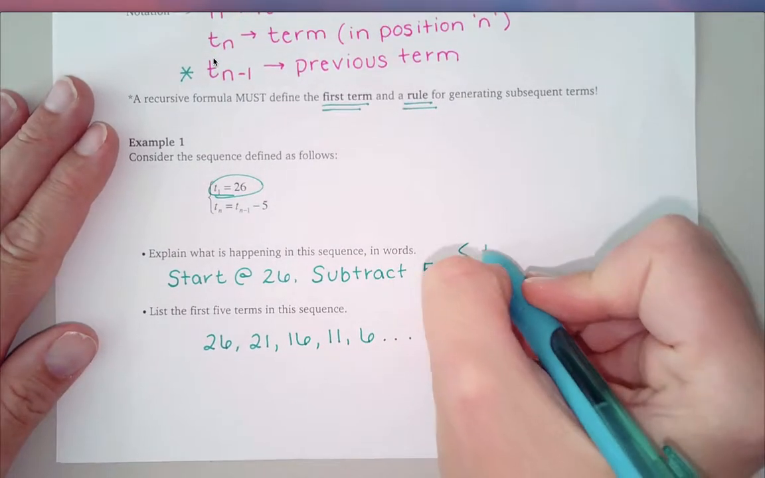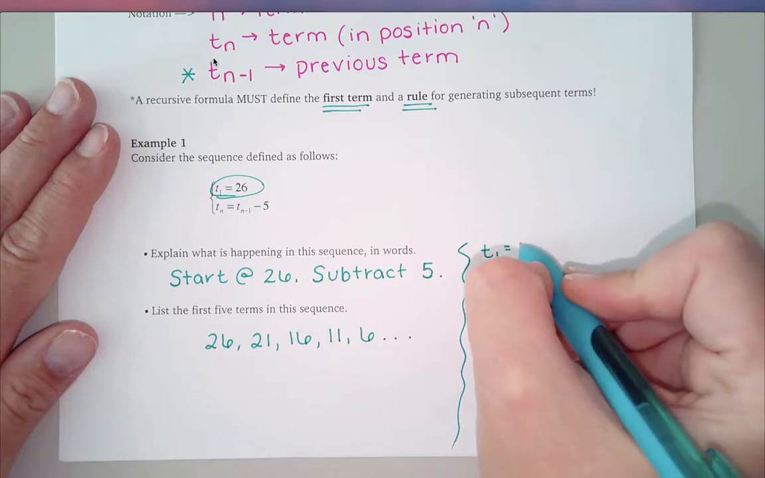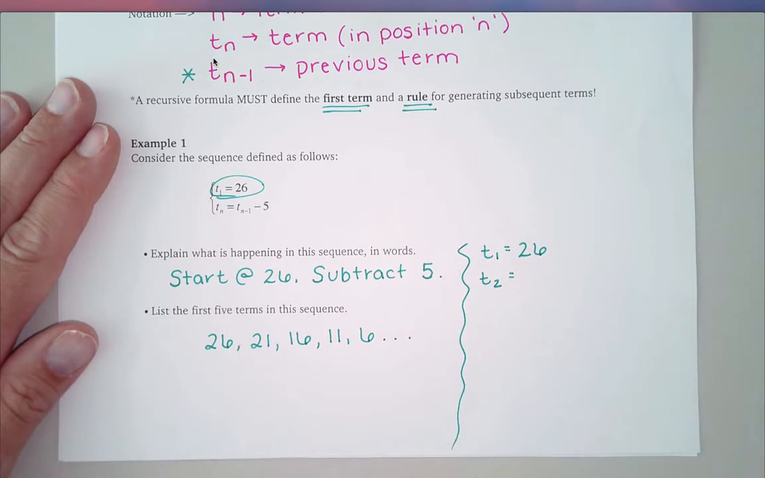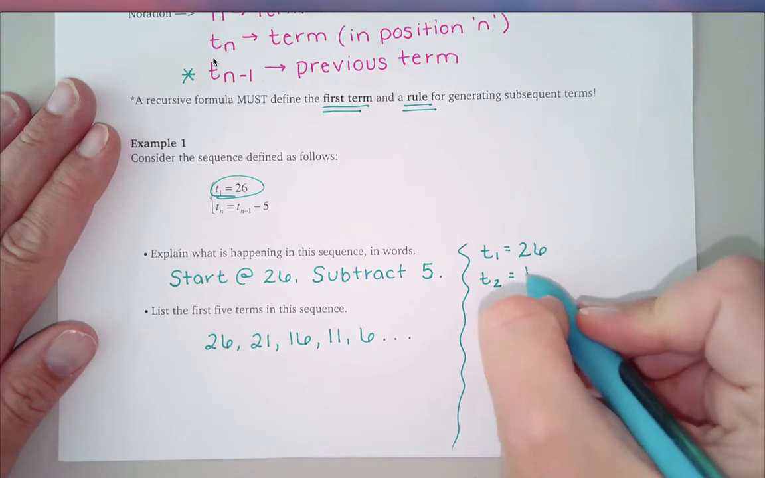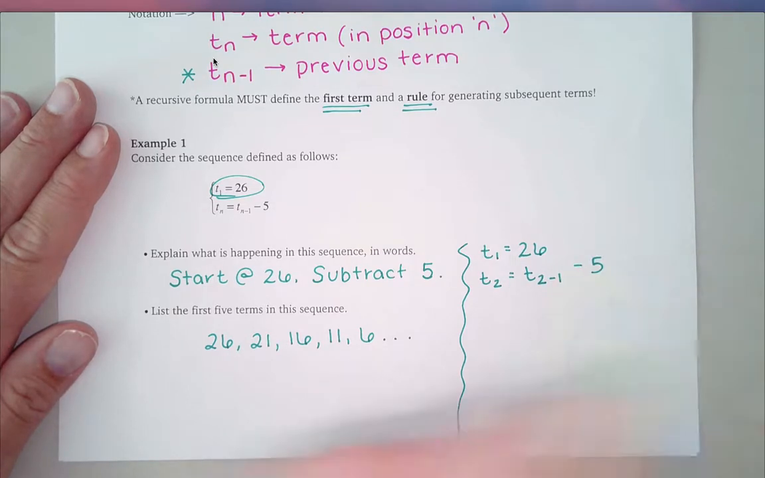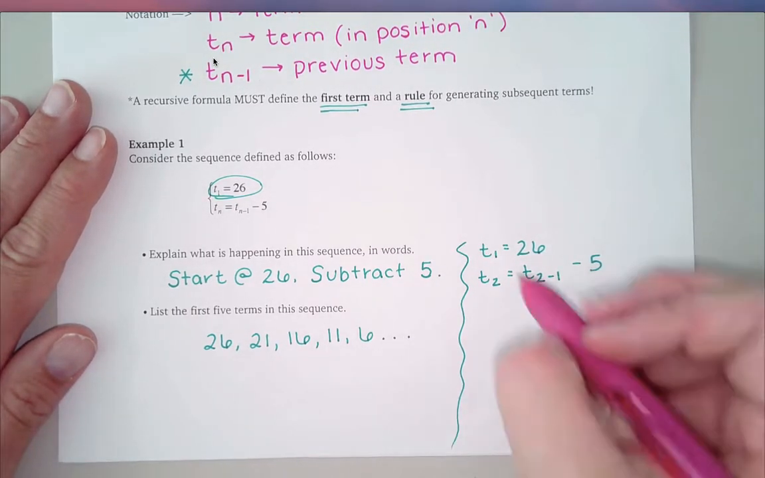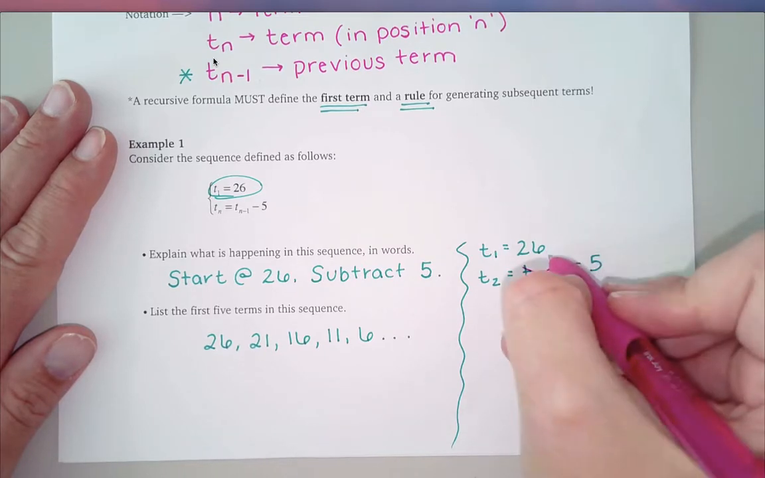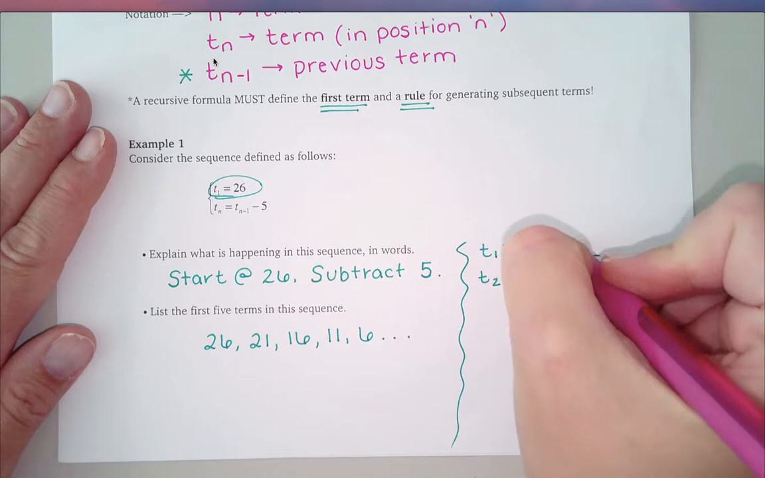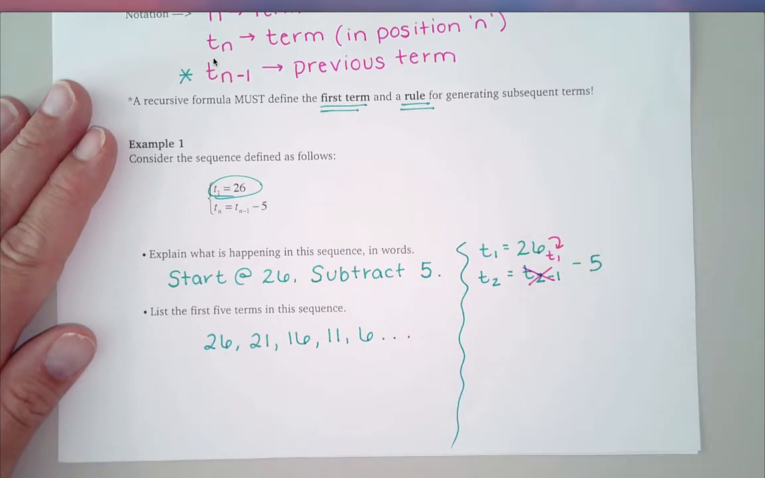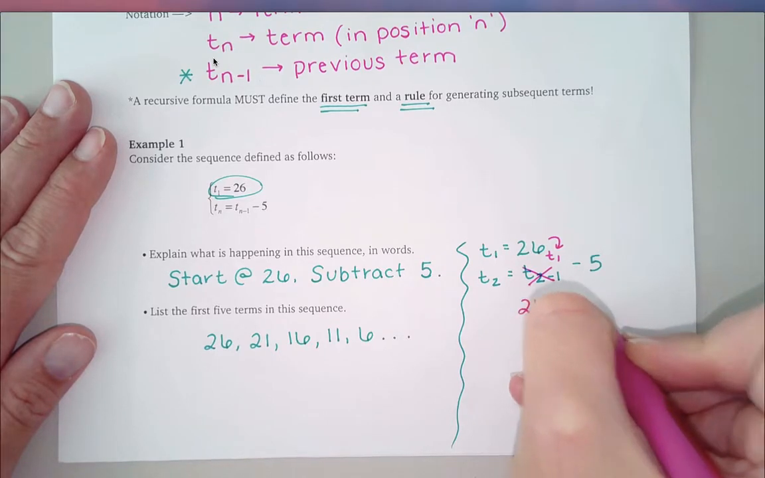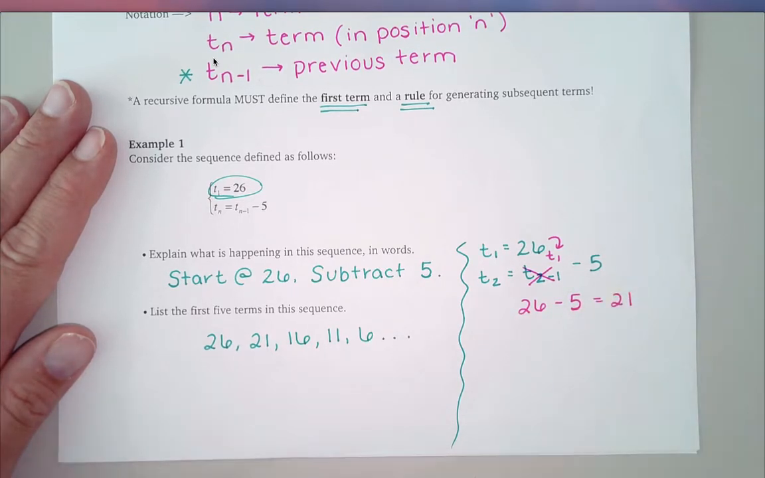I have T1, which is 26. And then when I want to find T2, it tells me that I need to take term 2 minus 1 and subtract 5. Well, term 2 minus 1, that's just a strange way of saying term 1, right? And term 1 is right here, 26. So then I'm going to do 26 minus 5, and I get 21. Okay?